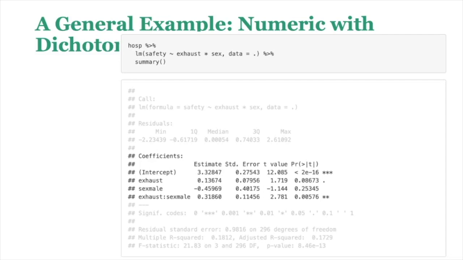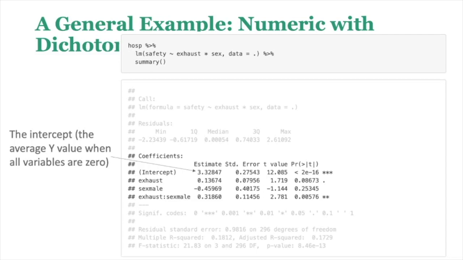If it's not significant and it's not a major player in our research question, we'll often just drop it and talk about just the main effects of exhaust and sex male without the interaction in there. So again, the intercept here is the average Y value when all variables are 0. So when there's no exhaustion, the sex is a female, our average Y is going to be 3.3. So for a female that is not exhausted at all, their average safety violations is 3.3.